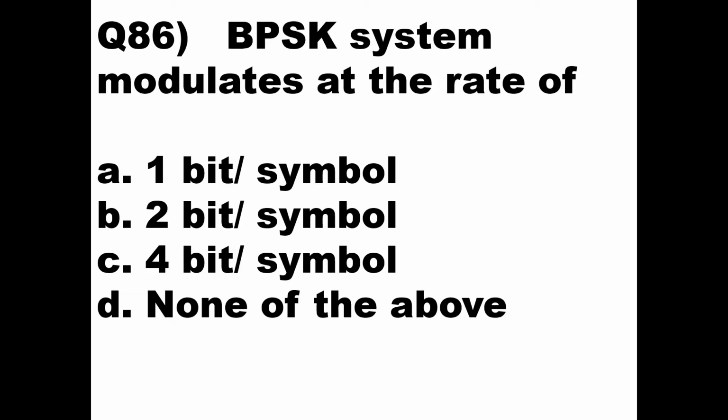Then we'll go to the next question, question number 86. BPSK system modulates at the rate of: 1 bit per symbol, 2 bit per symbol, 4 bit per symbol, or none of the above. It is obviously 1 bit per symbol. If it is logic 1, the phase shift is 180 degree, and if it is logic 0, it is going to have another 180 degree phase shift. So option A, 1 bit per symbol.